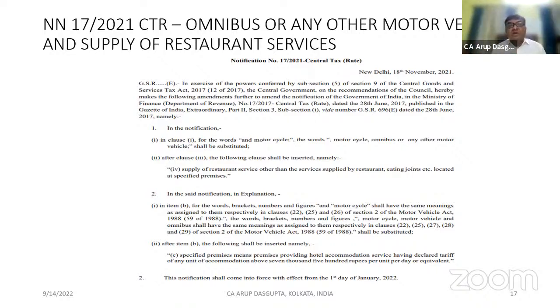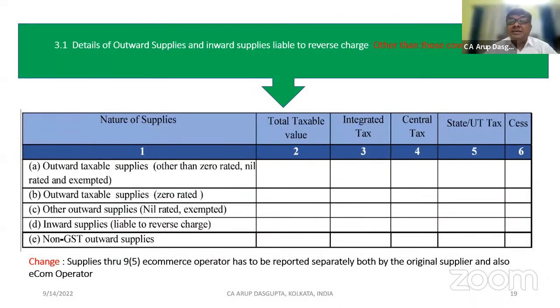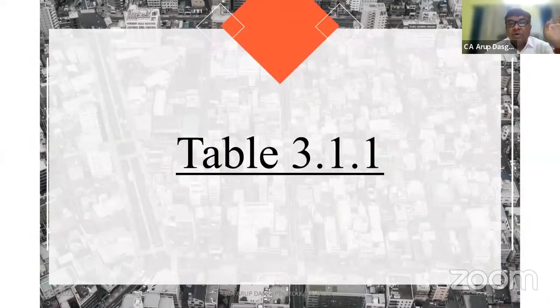But again, there was a lot of confusion on this, because many e-commerce operators, they were showing it there, and the restaurants were again showing the taxable supply, but they didn't pay the tax. So there was a hell lot of confusion. So finally, what is the change suggested? The change suggested is that the e-commerce operators and the restaurants, they don't need to fill up 3.1 for all their e-commerce operations. What will they file?